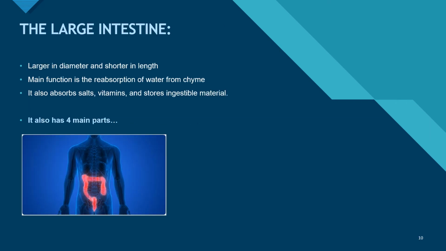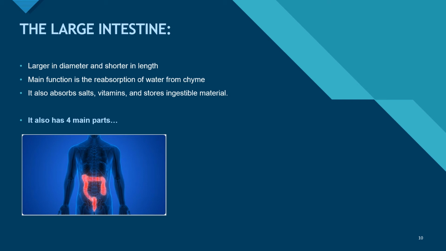Okay, so the last part that it almost goes through is the large intestine. After the small intestine, it makes its way to the large intestine. It's larger in diameter, but shorter in length, and its main function is the reabsorption of water from chyme.